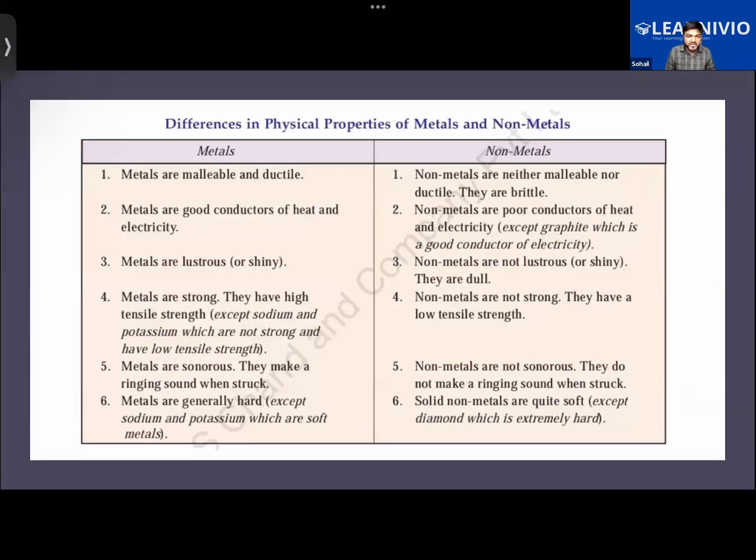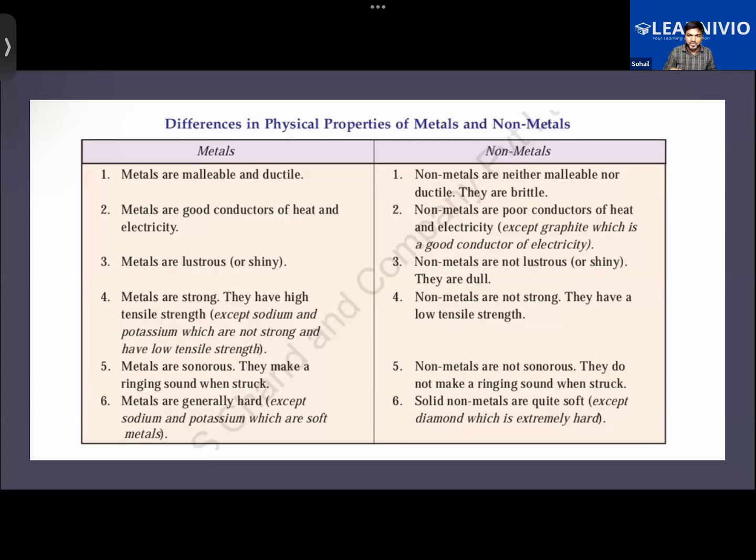Then the differences in their physical properties are as follows. Metals are malleable, they are ductile, they are good conductors of heat and electricity, they have a shiny appearance, they are strong, except for sodium and potassium, which are not strong. They have low tensile strength, meaning that if you were to pull it, it will pull apart easily. Metals are sonorous also, and they are generally hard, with the exception of sodium and potassium here.